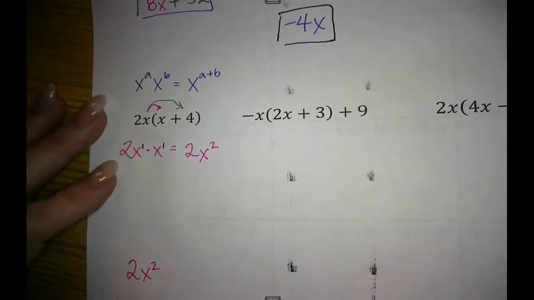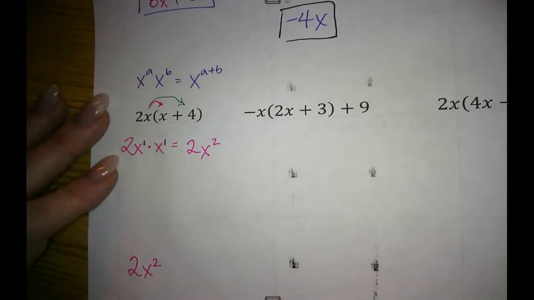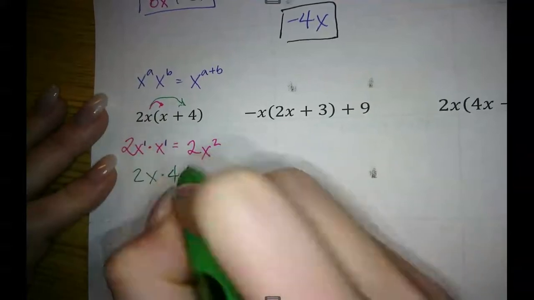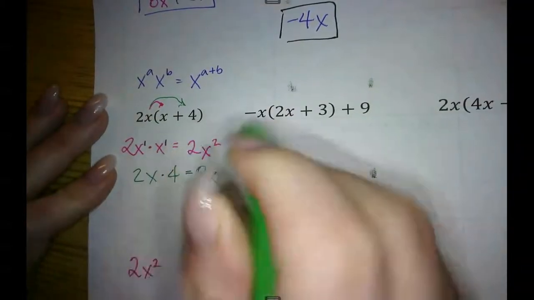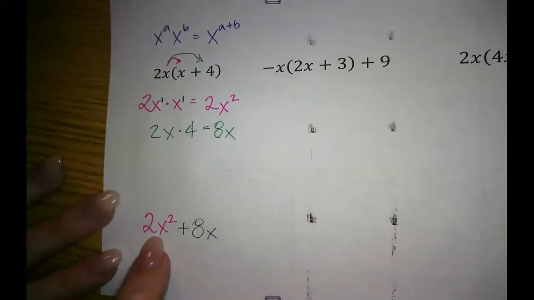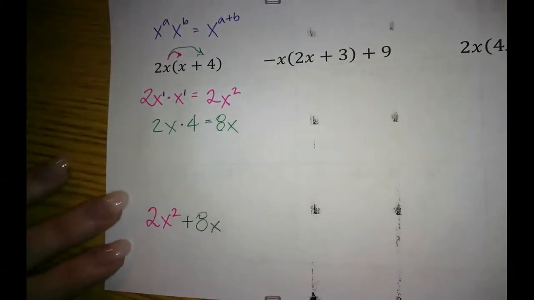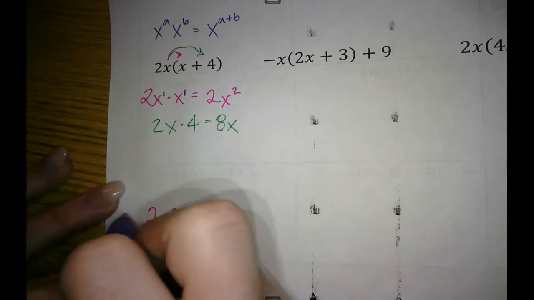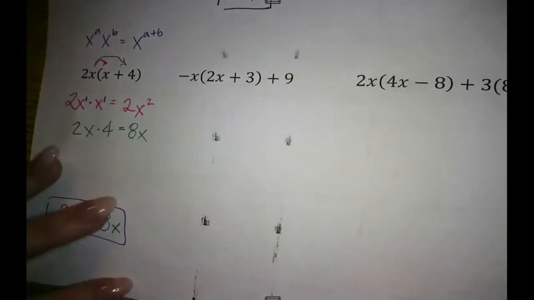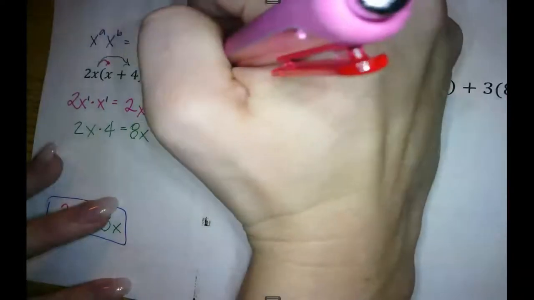And then I have 2x times 4, and that's just 8x. That's easy. That's what we were doing up here. So plus 8x. One has an x squared and one has an x. That means I cannot combine them. So we are done.